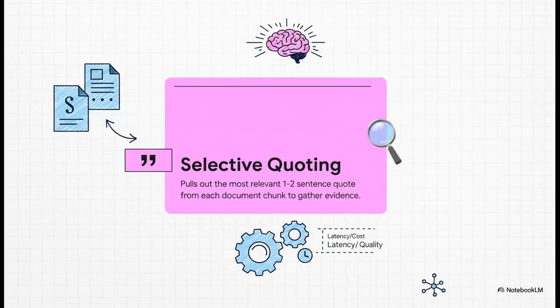And our last tool in the kit is selective quoting. I like to call this one the evidence gatherer. This approach is fantastic when you need to know where the answer came from. Instead of a broad summary, it goes through each document chunk and yanks out the single most relevant 1 or 2 sentence quote that hits the query nail on the head. So what you're left with is a bunch of powerful, directly cited pieces of evidence.